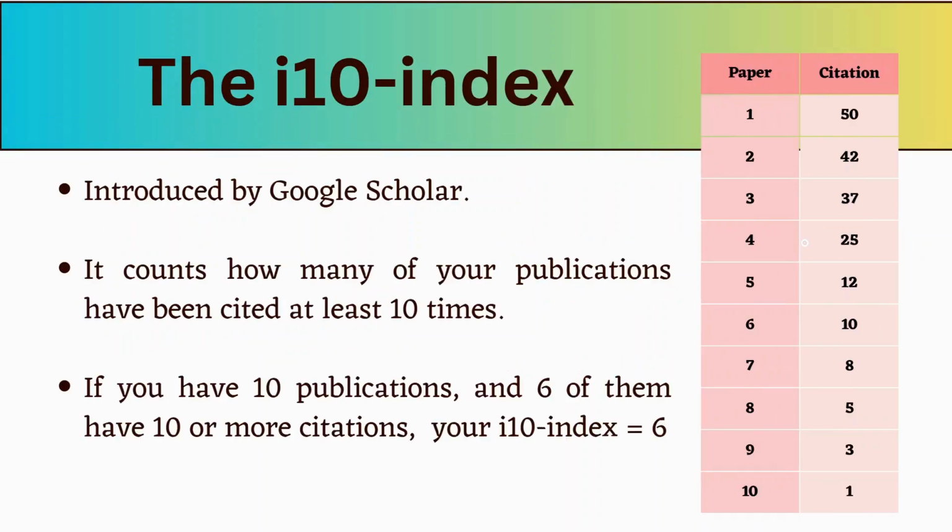Next is I-10 index, introduced by Google Scholar. It is very simple. It counts how many of your publications have been cited at least 10 times. Example, if you have 10 publications and 6 of them have 10 or more citations, your I-10 index is 6. You can see this in this table. Again, you have to arrange your papers with citations in descending order. So here you can see your top 6 papers got 10 citations each. That means your I-10 index is 6.